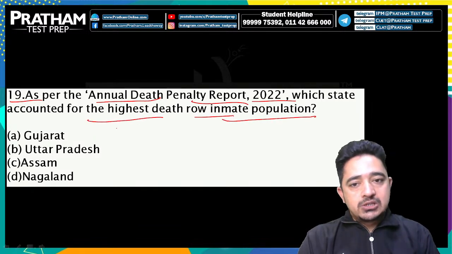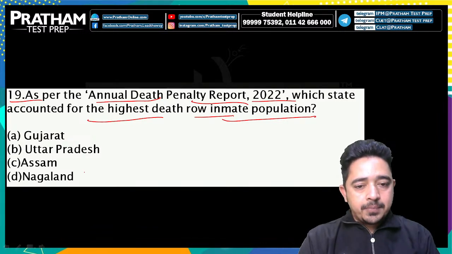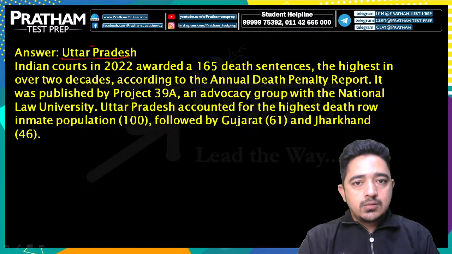row inmate population? Gujarat, Uttar Pradesh, Assam, Nagaland. So the right answer is option Uttar Pradesh.